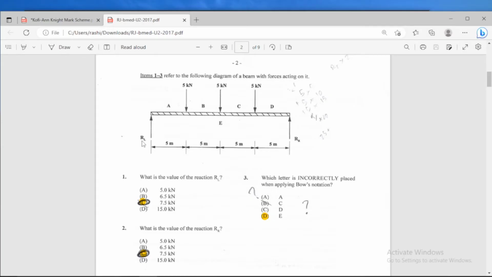Good. Number 3 here says, which letter is incorrectly placed when applying Bow's notation? Alright. We have A, B, C, D, and E. And for Bow's notation, it's a method of notation for forces acting at a point. So in this case, the one that is incorrectly placed would indeed be E. Alright, so the one that is incorrectly placed here would be E.